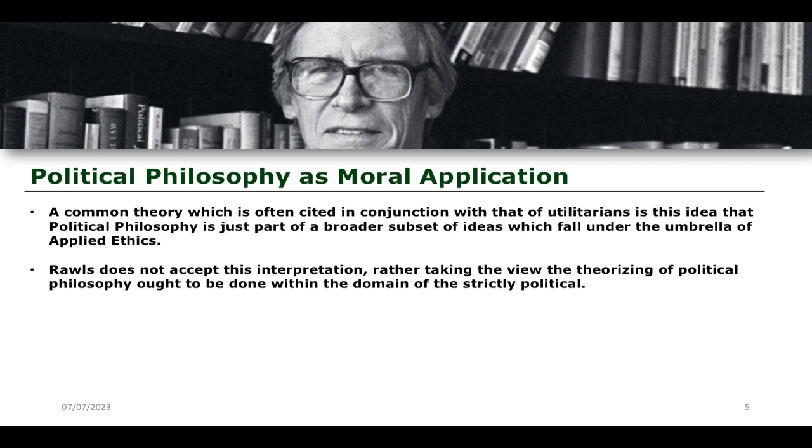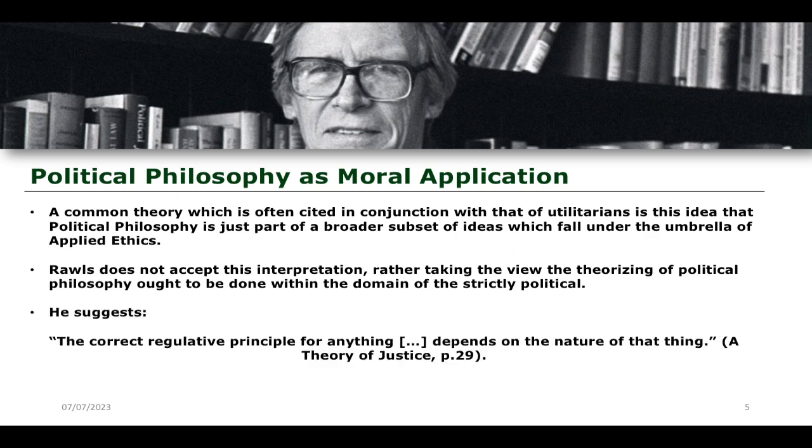Rawls doesn't necessarily accept the interpretation in that kind of way. Rather, he takes the view that theorizing political philosophy ought to be done within the domain of the strictly political. And what is quite interesting is Rawls takes a view that is quite antithetical to the ideas that we see within utilitarianism. He suggests that the correct regulative principle for anything depends on the nature of that thing. We see this in A Theory of Justice, page 29.